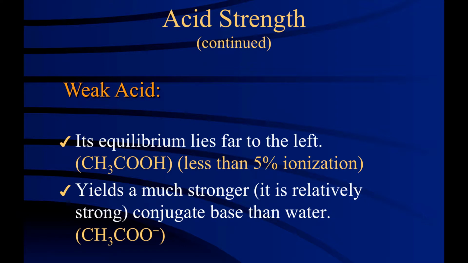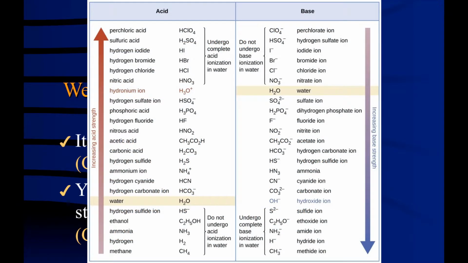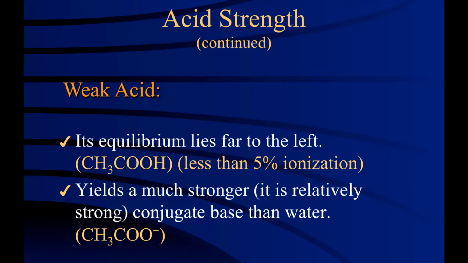Weak acids, on the other hand, they ionize less than 5% of the time. So they're not going to make a whole lot of ion. So when a weak acid produces a conjugate base, it doesn't produce a strong conjugate base. It produces a relatively strong conjugate base, meaning it's relatively strong compared to water. Don't say I've got a weak acid, so it makes a totally strong conjugate base. Lie. Total lie.